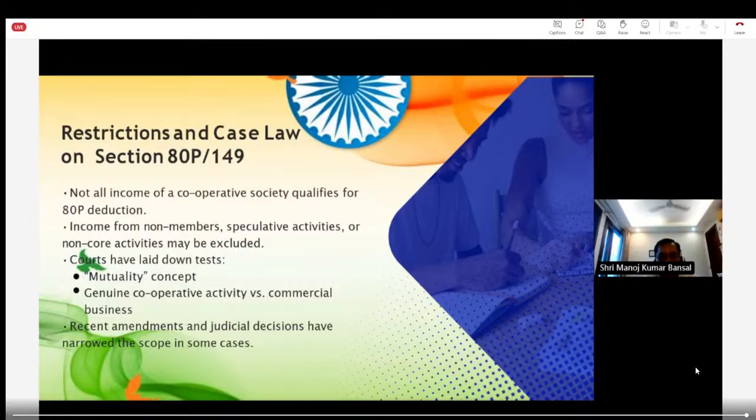Genuine cooperative activity versus commercial business. If a cooperative society is into commercial business, then deductions are not permissible, and they will be taxed as per the rate specified above, and they have to pay the tax. Recent amendments and judgments have now narrowed the scope in some cases.